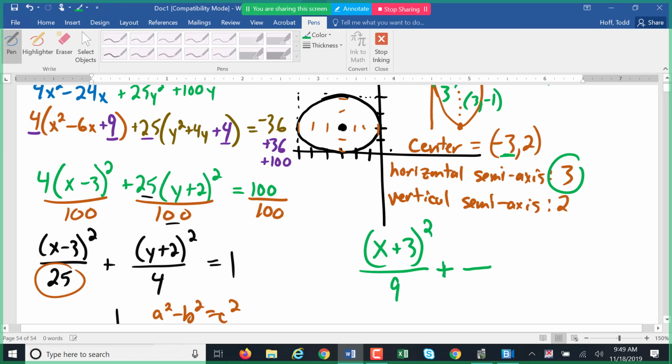Plus y minus the y coordinate of the center, so that's 2, so y minus 2 squared over the vertical semi-axis squared. So the vertical semi-axis is 2. 2 squared makes 4. Equals 1. For an ellipse, they always have to add up to 1.